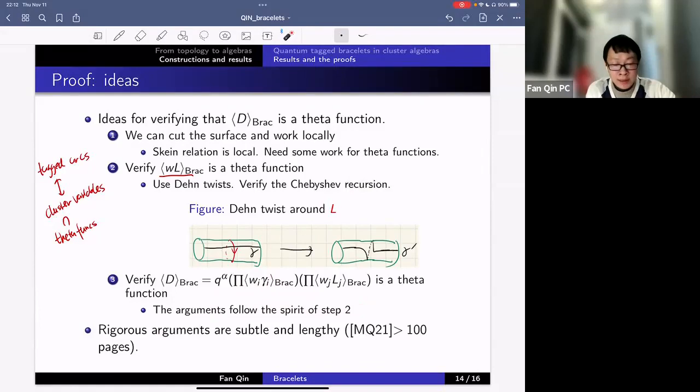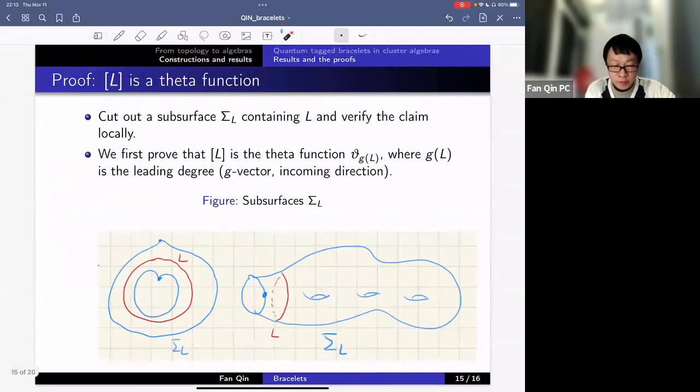I want to say that the ideas are, in my view, kind of natural, but the rigorous arguments are very subtle because you have to treat different kinds of surfaces, and are very lengthy. For the moment, our paper to appear has more than 100 pages to do all these arguments. And finally, I want to say, how do you verify for a single loop?